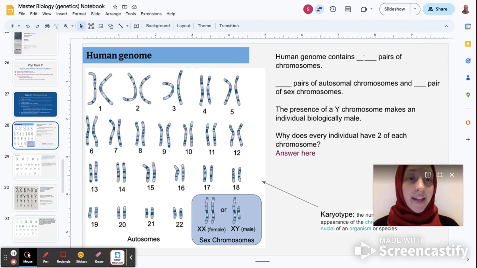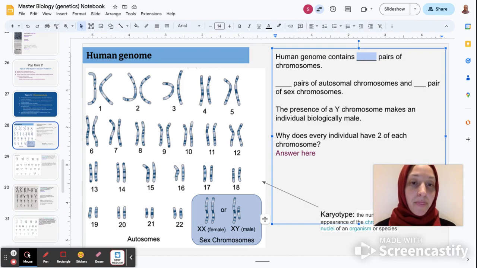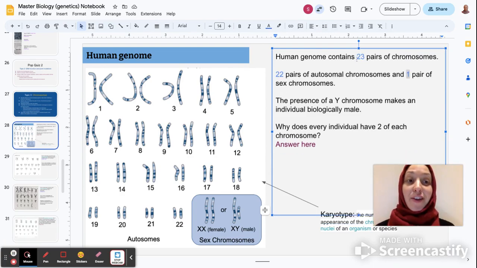So the human genome contains how many pairs of chromosomes? How many pairs of those are autosomal chromosomes? And how many pairs are sex chromosomes? All right, excellent. So you should have gotten 23 pairs of chromosomes, 22 autosomal, and one pair of sex chromosomes. The presence of a Y chromosome would make an individual biologically male. We'll look at some examples of abnormal karyotypes, trying to determine which biological sex the individual would be.